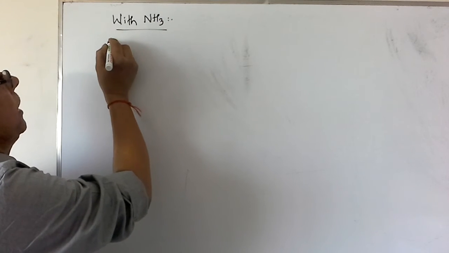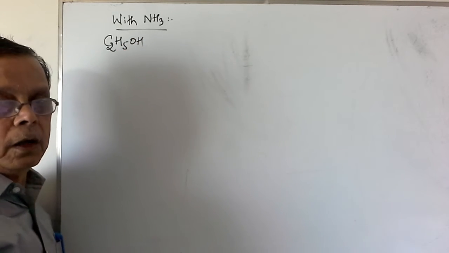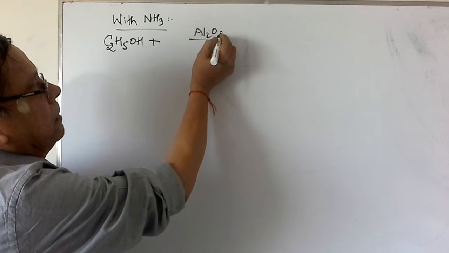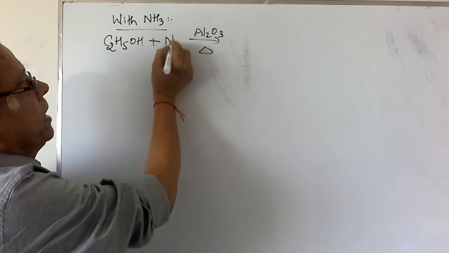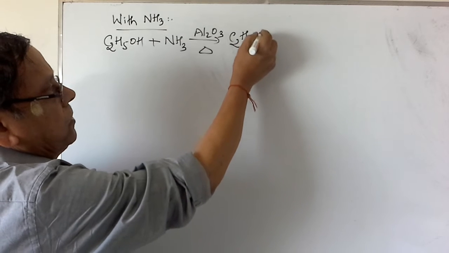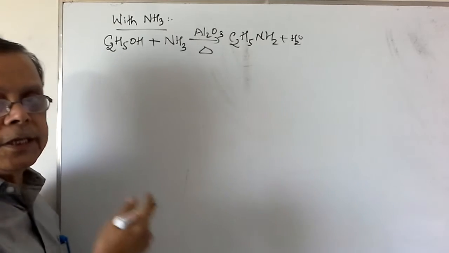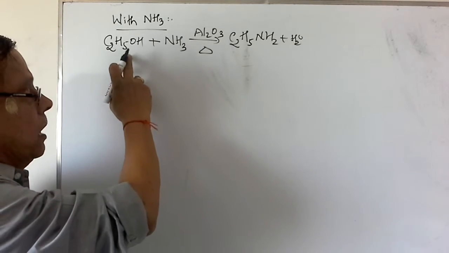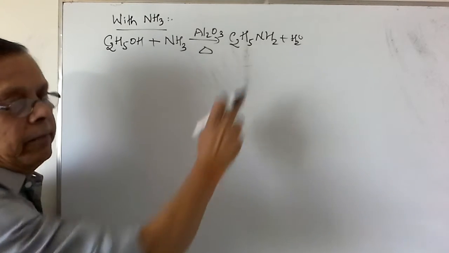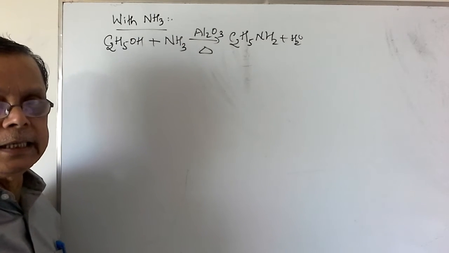So when you take a molecule of ethyl alcohol or any alcohol in presence of heated aluminium oxide, it will react with ammonia to give rise to this primary amine C2H5NH2 along with the formation of water. So this is one more important reaction to convert an alcohol into the corresponding amine. Ethyl alcohol reacts with ammonia to give rise to ethylamine with the elimination of a water molecule. This aluminium oxide acts as a dehydrating agent.